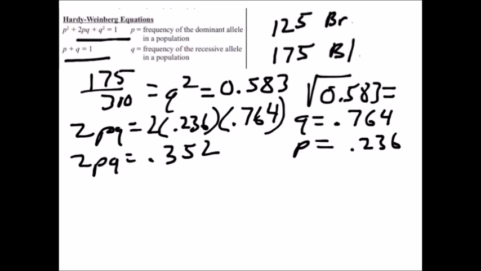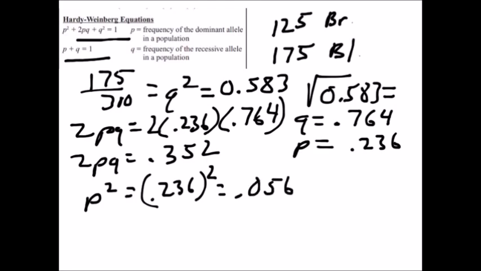Part C asks us for the frequency of homozygous brown mice. Now remember that brown is dominant. So homozygous brown mice are going to be homozygous dominant, or p squared. So again, we're going to do what the math tells us to do. We're going to take p, which we found to be 0.236, and we're simply going to square that. 0.236 squared gives us 0.056. So we're saying about 5.6% of this population should be homozygous dominant for brown.